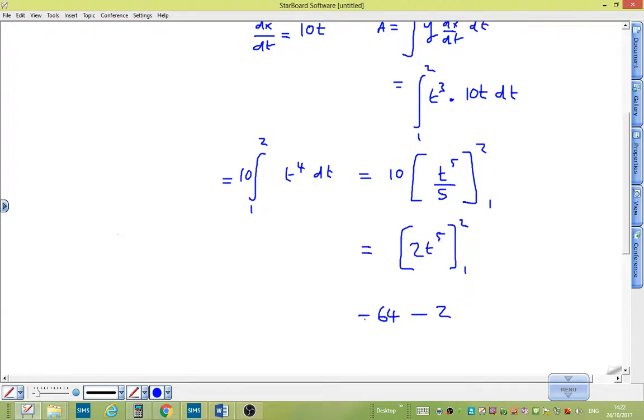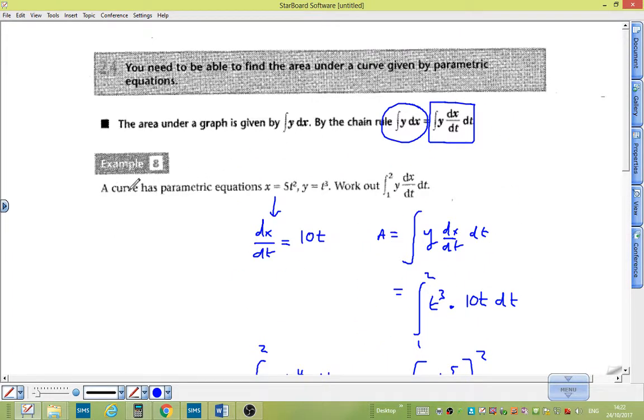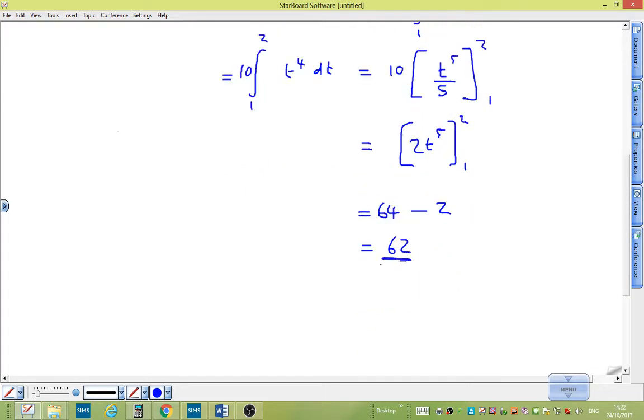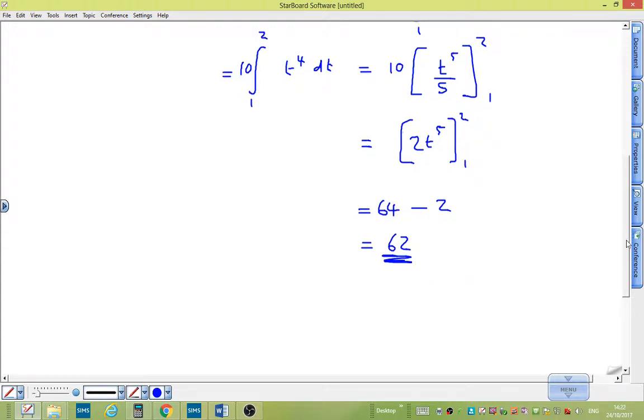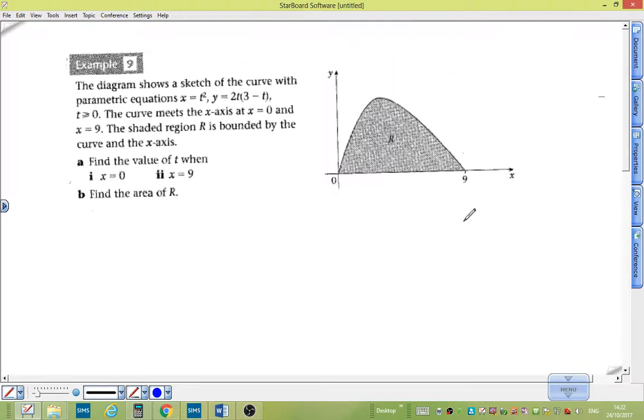So the overall answer to that question is 62. I wouldn't say units squared because we don't have an area under a curve, but that's the answer. I don't know what the parameter is to do with, so that's the answer, 62. Okay, over the page.